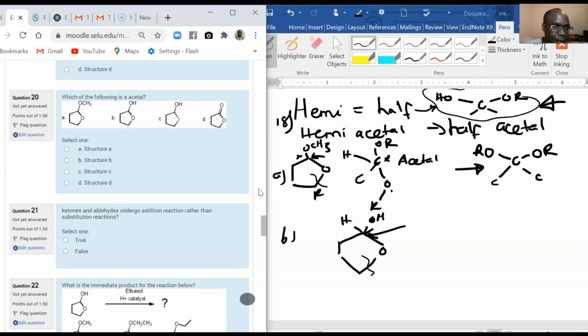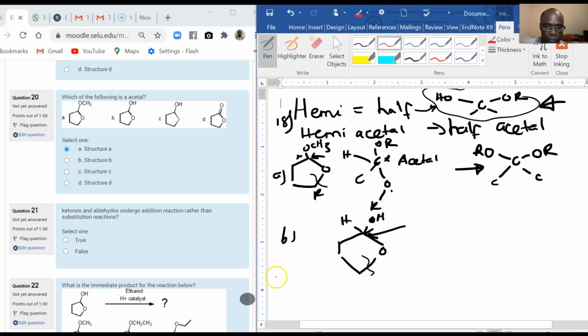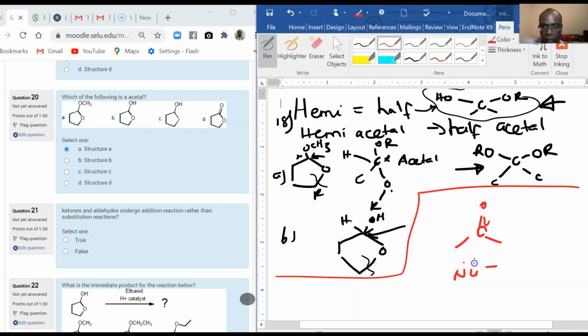Which of the following is an acetate? I've already said A is an acetate, so we go with A. Ketones and aldehydes undergo addition reaction rather than substitution reactions. That's true, because what you do with ketones is just attack the carbonyls. So where there's a ketone, if you have a nucleophile, you simply attack the carbonyl and this opens up.